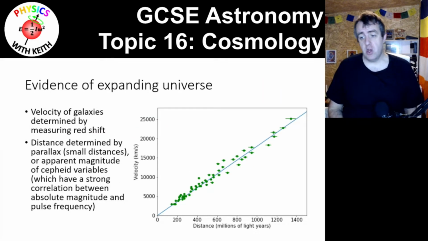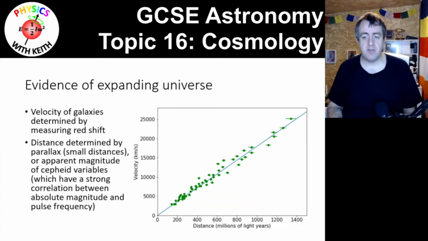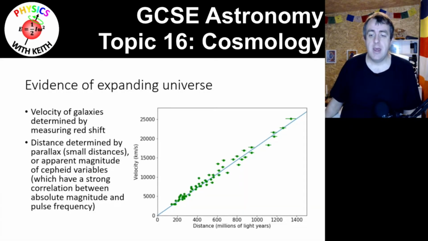Now, if you look at the recessional velocity of galaxies, which you can use that redshift equation to determine, that's the velocity that galaxies recede away from us, and you plot that against the distance to those galaxies, you get something that looks like a pretty good straight line.